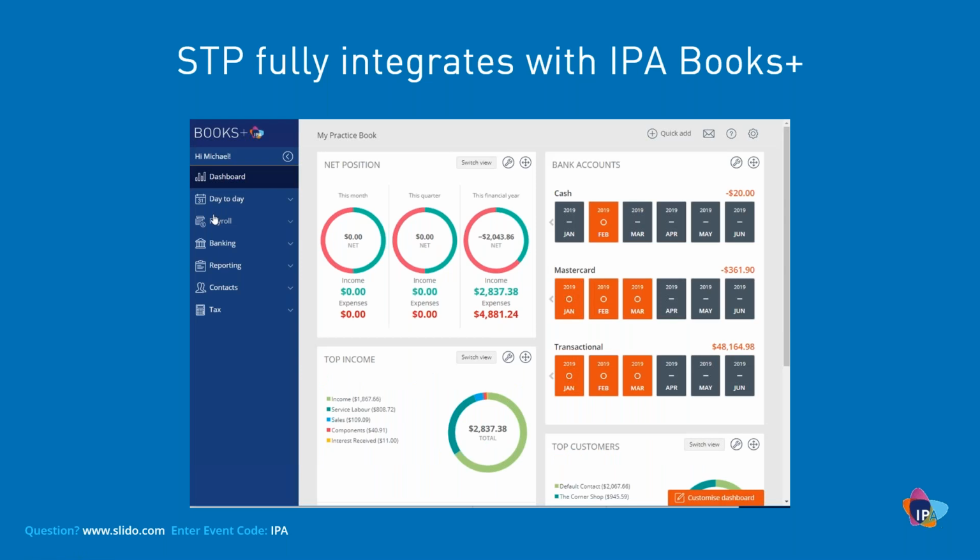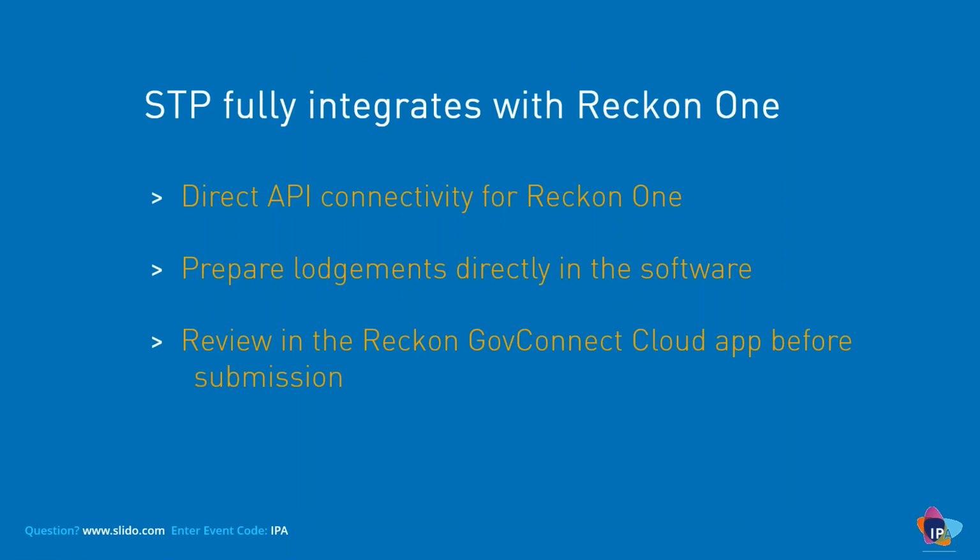Now, IPA Books Plus is fully integrated with the STP process, and what that means is that there's a direct connectivity between STP and Reckon One and Books Plus, so that when you prepare the lodgement in Books Plus, it will push directly into the GovConnect software. And it's in GovConnect that you then review the data and then submit it.